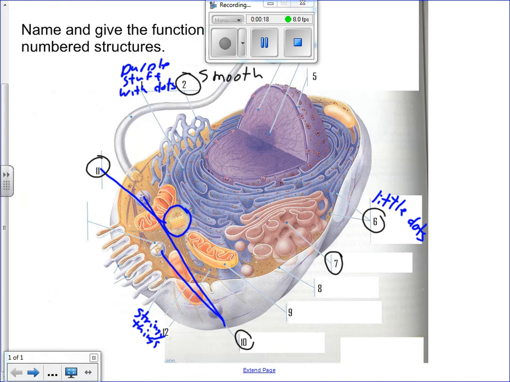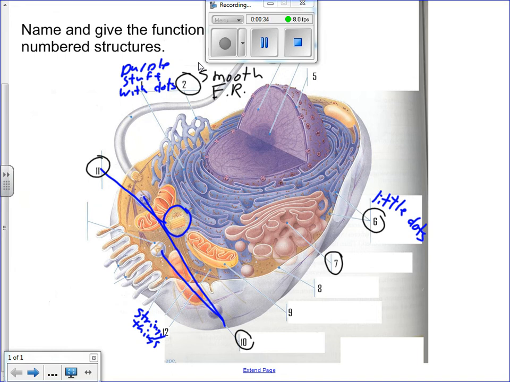And as with the last time, I will accept as the function any one of the following things: repairs membranes, makes lipids, makes hormones, breaks down complex carbohydrates, and detoxifies poisons. If they have any one of those, they can have the mark for the function.